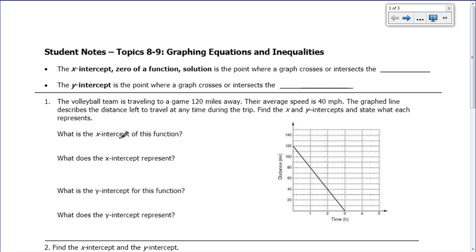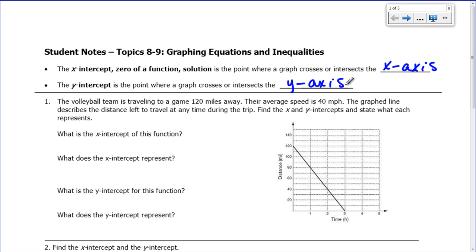The x-intercept, zero of a function, or solution, they're all the same thing. All those words mean the same thing. X-intercept, zero, solution. It's the point where a graph crosses or intersects the x-axis. So if you're being asked for one of those things, you're looking for that point. The y-intercept is the point where a graph crosses or intersects the y-axis.